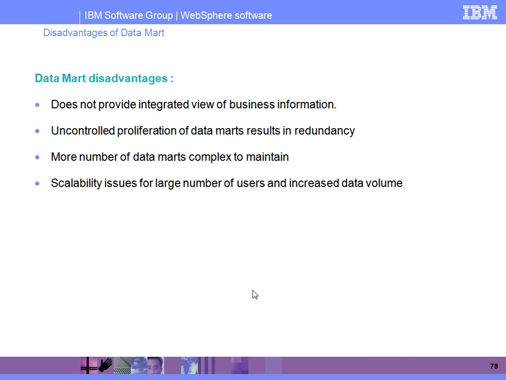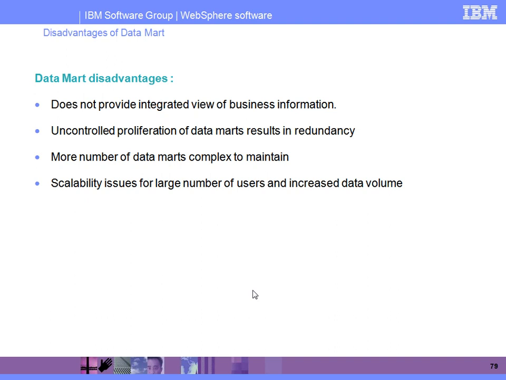And if the number of marts increases, then automatically redundancy will come into the data. Uncontrolled proliferation of data marts may result in redundancy. That is also one drawback. And whenever we implement more data marts, they are also complex to maintain.